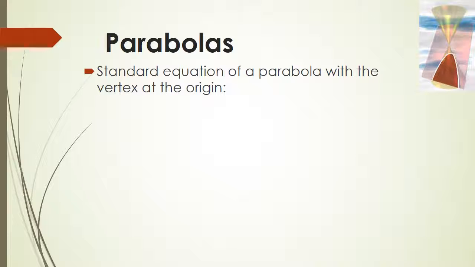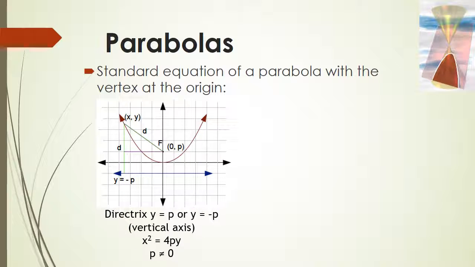Okay, continuing on with parabolas, the standard equation of a parabola with a vertex at the origin, for a parabola that opens either up or down, is x squared equals 4py. The directrix is the line y equals p or negative p. A better way of looking at it is that p is the distance from either the directrix to the vertex or the focus to the vertex. So it's one of those two distances. When it opens up like this, p is going to be positive, and when it opens down, it's going to be negative.